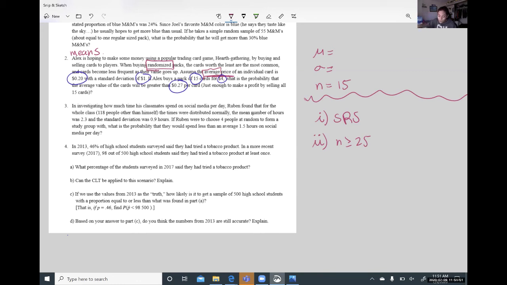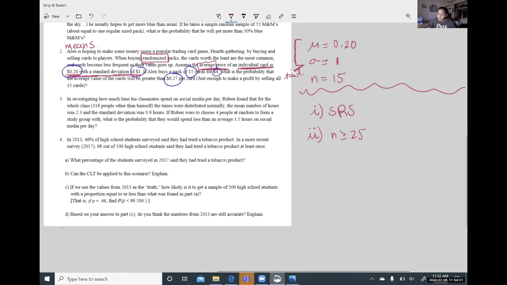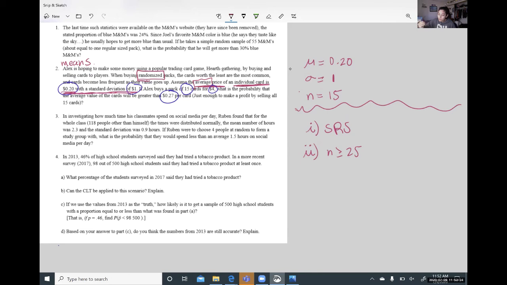We have 15. Now, the other two, the first one is going to be our population mean, for an individual card. And so that's going to be given to us by this. The individual card is 0.20 with a standard deviation of 1. Most of the time, these two will come together. So they told us the standard deviation is 1, and the mean up here is 0.20. Okay, so now we can calculate this. n is 15, so is 15 greater than or equal to 25? 15 is not greater than or equal to 25, right? So this is not satisfied right here.